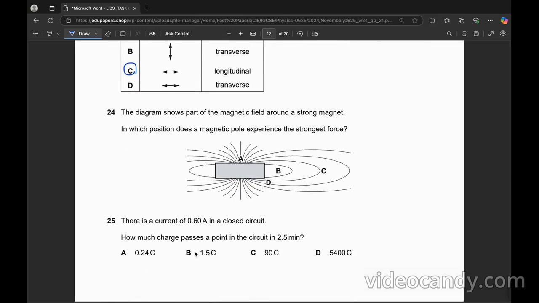Okay, so 24. The diagram shows part of the magnetic field around a strong magnet. In which position does a magnetic pole experience the strongest force? So the strongest force means the densest lines drawn in the diagram, the most lines at a particular point. In this case, it will be A.